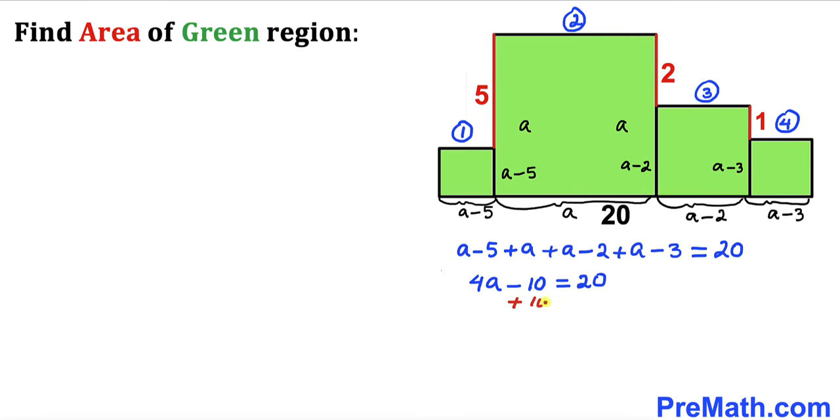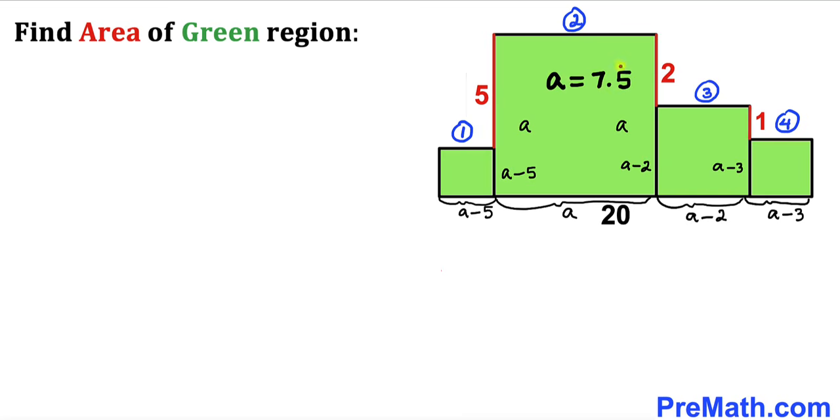So therefore I am going to add 10 on both sides, and we can see that this negative 10 and positive 10 is gone. So therefore 4 times a turns out to be 30. Let me divide both sides by 4 to isolate a, and here we can see our a value turns out to be 15 divided by 2, or in terms of decimals, 7.5 units. So thus our a value turns out to be 7.5.